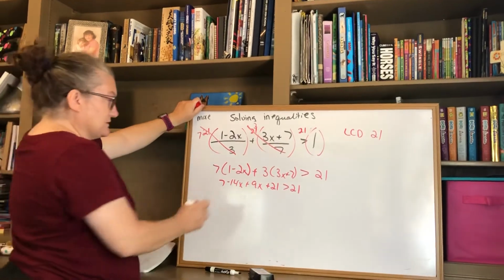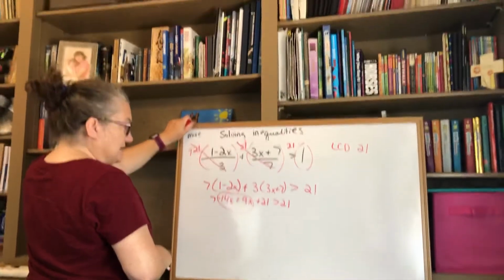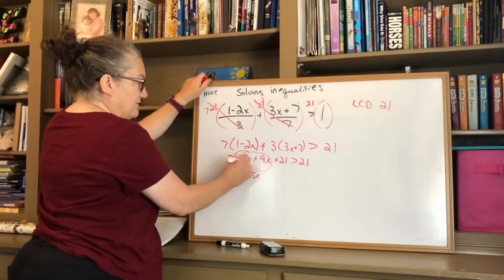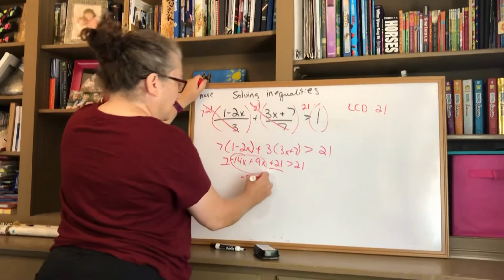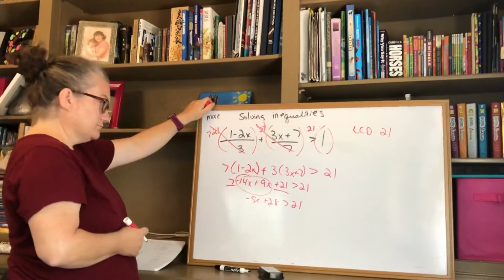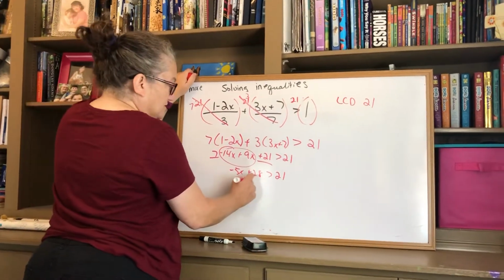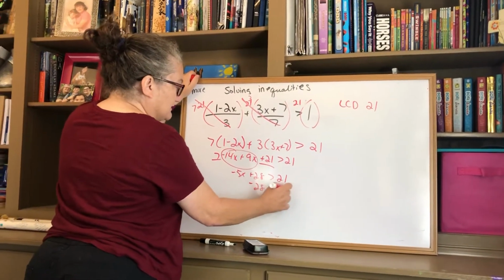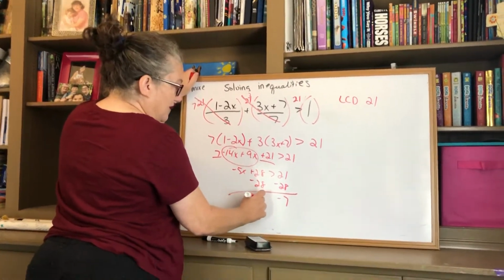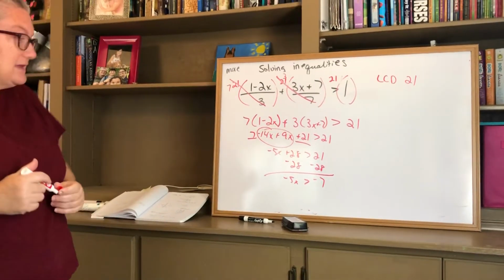Combine like terms. 9x and negative 14x would be a negative 5x. 7 and 21 would be a positive 28, greater than 21. We're going to subtract 28 from both sides, and we get negative 5x greater than negative 7. We need to divide by negative 5.